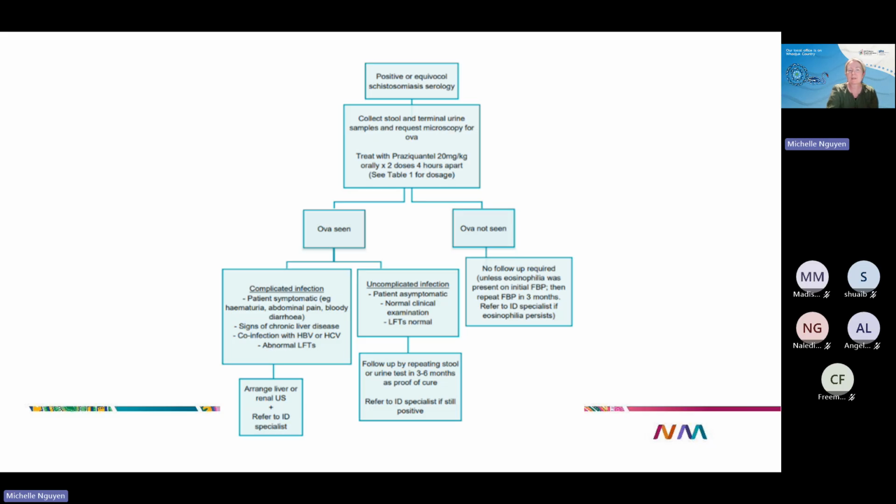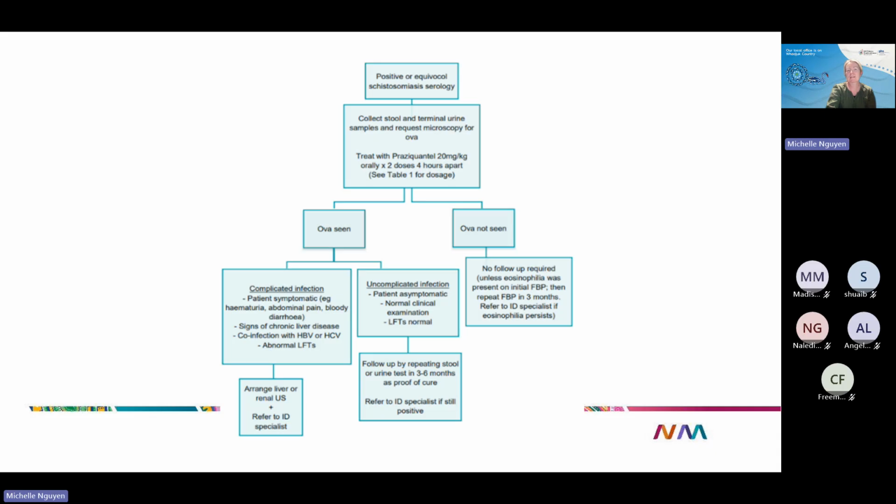I don't know how clearly this is coming up on your screen. It's very small on mine, but it's a flowchart that shows what we would tend to do. If people have a positive serology for schistosomiasis, we would then collect a stool and a terminal urine to look for parasite, again to see what the burden of infection is. And we'd also treat with praziquantel, usually in two doses taken 4 hours apart.